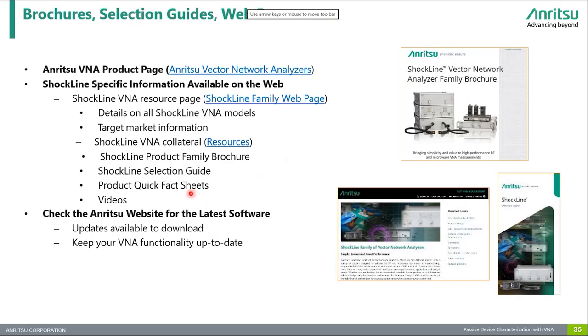And finally, kindly check the Anritsu website regularly for any software updates. Keeping your VNA firmware up to date ensures you benefit from the latest features, performance enhancements, and bug fixes. These resources are curated to empower engineers and decision makers alike, making it easier to explore, evaluate, and evolve with Anritsu solutions.